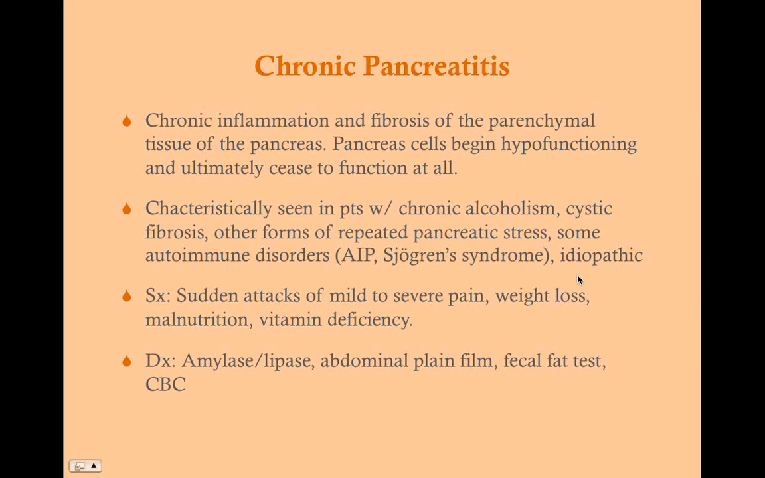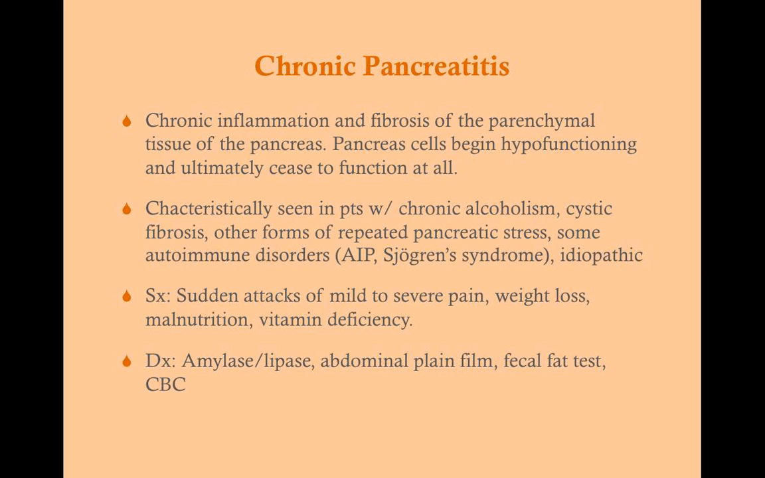Chronic pancreatitis, we sort of talked about in the malabsorption section, so we're not going to give a whole lot of time to that. Chronic pancreatitis is caused by chronic inflammation and fibrosis of the parenchymal tissue of the pancreas. Usually it's due to repeated insult, so these will be patients that have had multiple episodes of acute pancreatitis in the past.